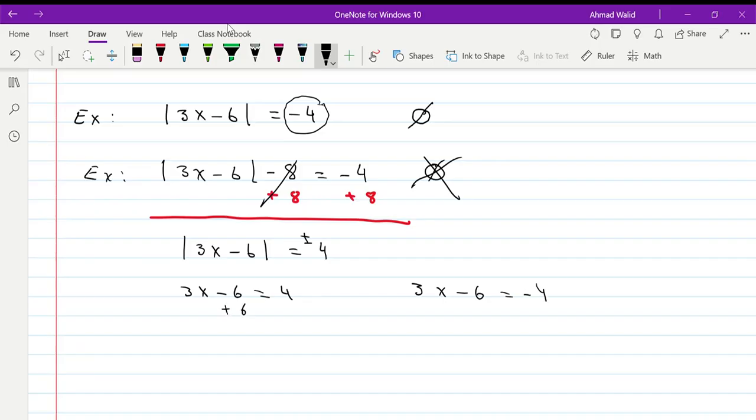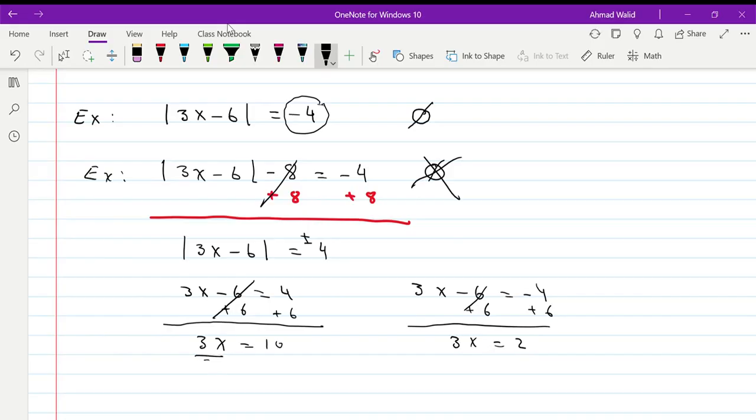Add 6 to both sides. I want to do both equations at the same time. Here, 3x equals 10. Here, 3x equals 2. And divide both sides by 3. x equals 10 over 3. And here x equals 2/3.